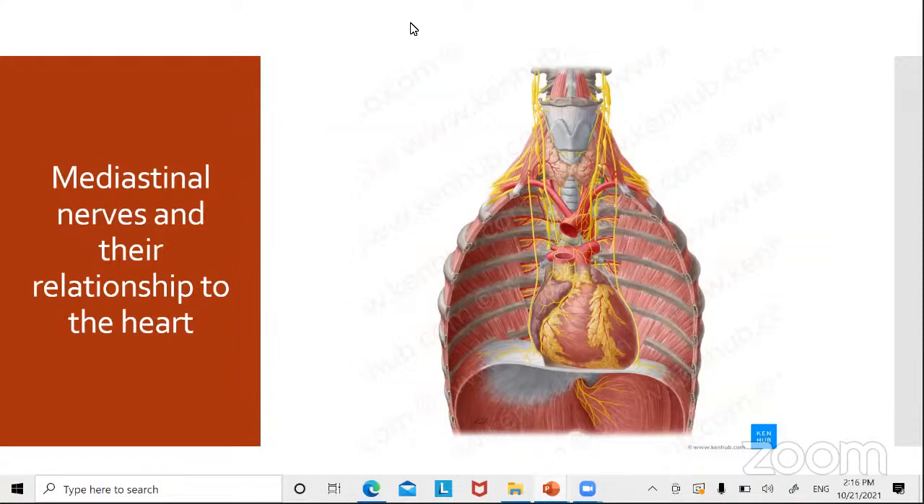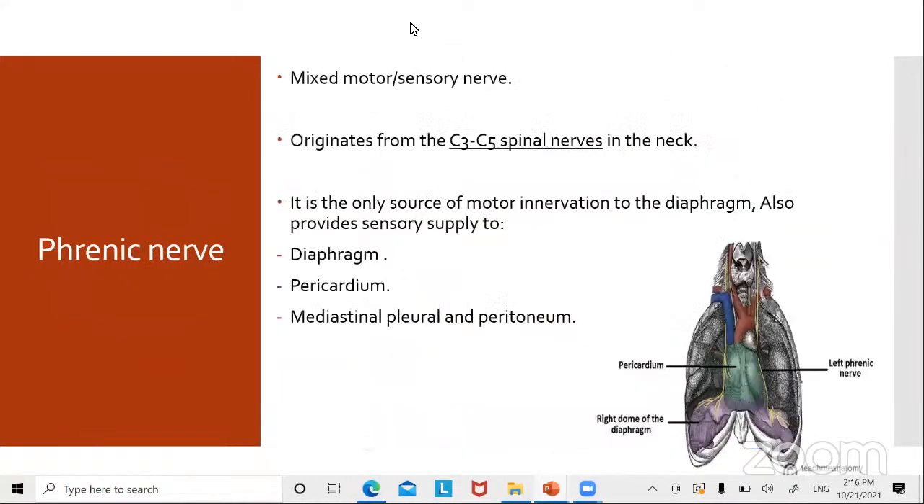Finally, the mediastinal nerves and their relation to the heart. The phrenic nerve, which is a mixed motor and sensory nerve, originates from the C3, C4, and C5 spinal nerves in the neck. It is the only source of motor innervation to the diaphragm and therefore plays a crucial role in breathing. It also provides a sensory supply to the diaphragm, the pericardium, the mediastinal pleura, and the peritoneum.